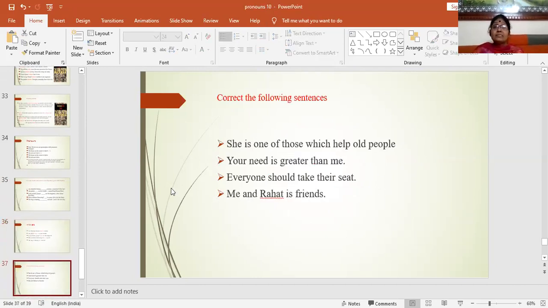Next, we will correct. There is an error in each sentence, right? Let us find out the error. She is one of those which help old people. Your need is greater than me. You have to find out the error. Everyone should take their seat. Me and Rahat is friends. What is wrong? Make the necessary corrections over here.